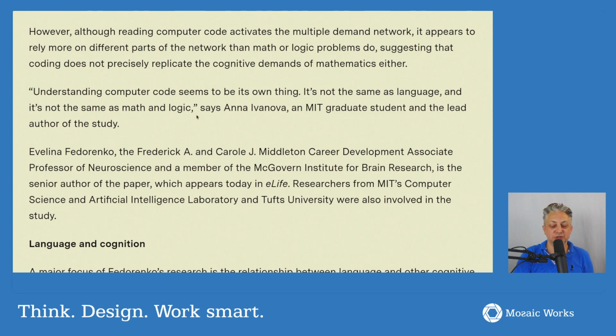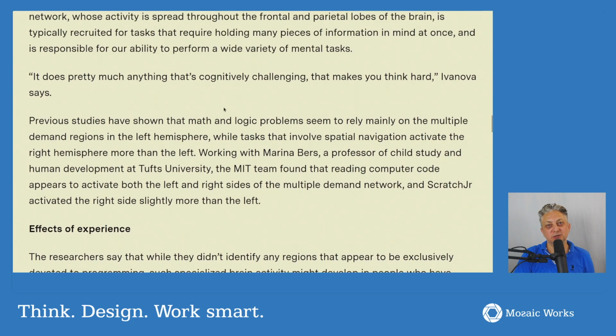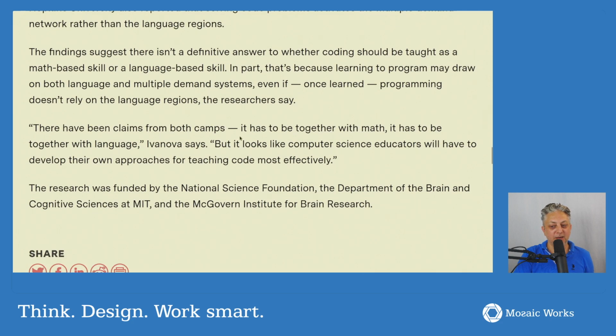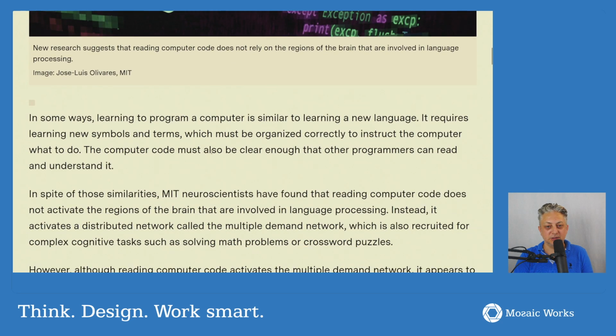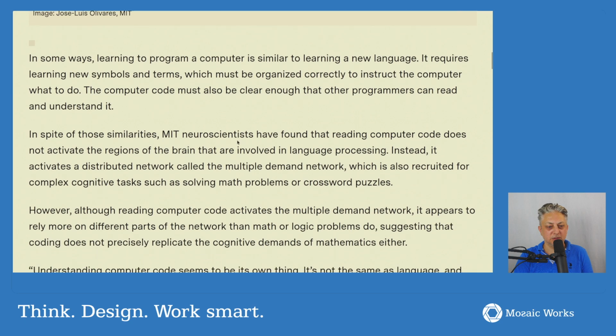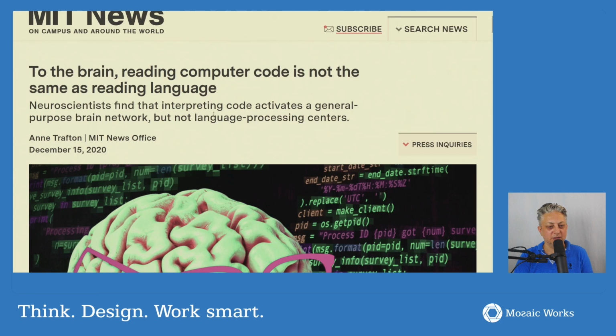And basically, this research shows that we need to think about programming as its own thing, but it's something that is somewhere between math and logic. And actually, another article that I've read points out that these areas they are talking about, the general purpose brain network, are areas that are fundamental to more types of operations and that tend to be involved a bit in math, a bit in language or writing. Okay.